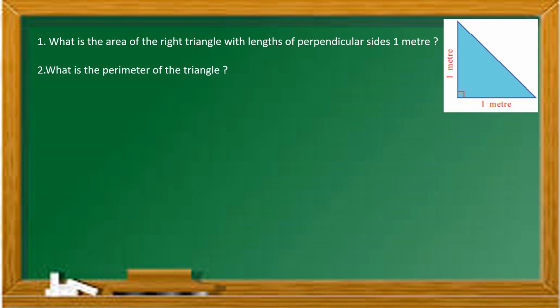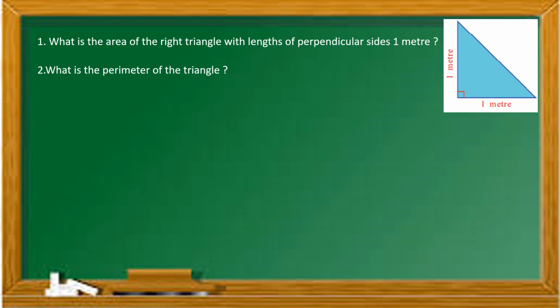All of you read the question. What is the area of the right triangle with length of perpendicular sides 1 meter? And the second question, what is the perimeter of the triangle? You can see a right triangle with perpendicular sides. Perpendicular sides are base and height, and that are 1 meter each. We need to find the area of the right triangle, and the perimeter of this right triangle.